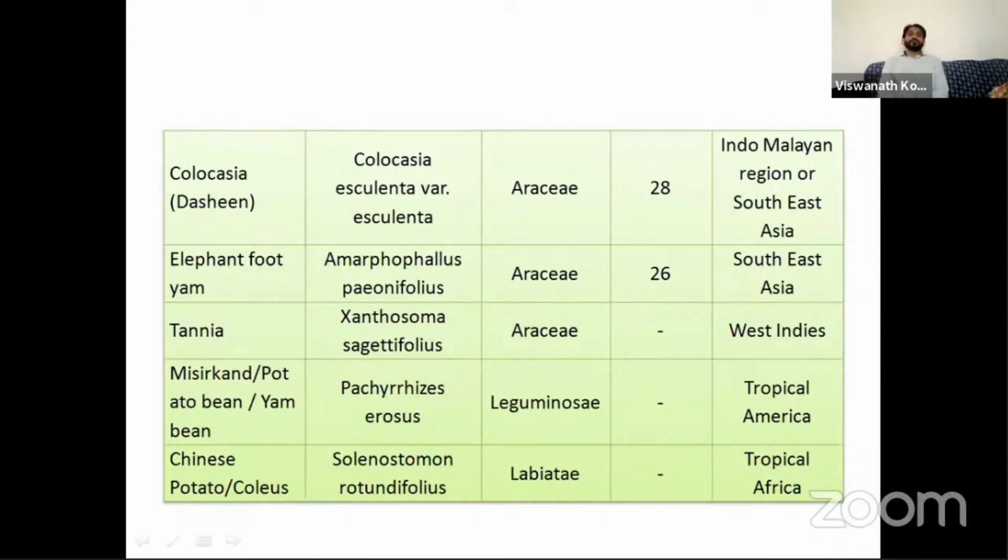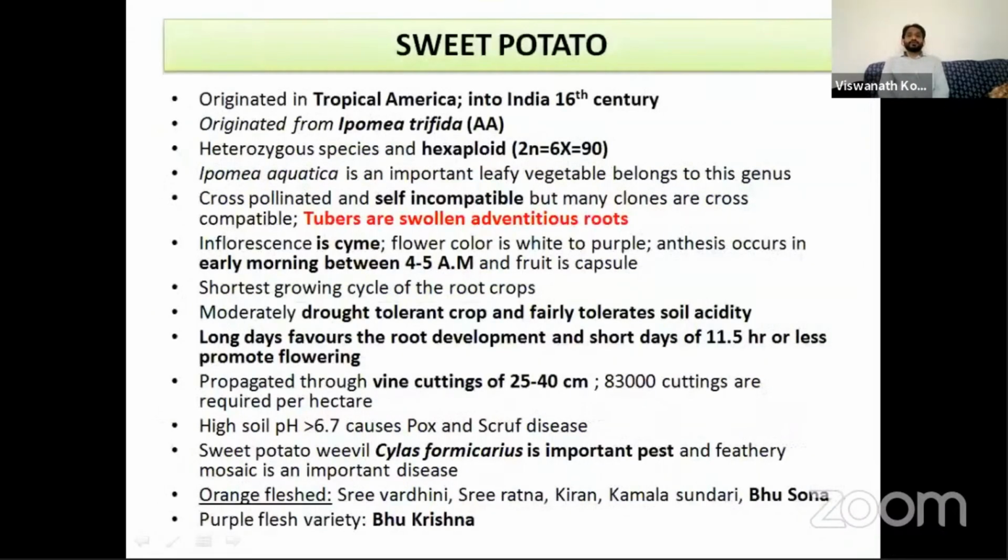So sweet potato is another important tropical tuber crop. It originated in tropical America and was introduced to India in the 16th century. Potato was introduced in the 17th century, sweet potato in the 16th century. Sweet potato originated from Ipomoea trifida. Again, there is a lot of confusion about its origin, whether it has come directly from Ipomoea trifida or from natural hybridization between Ipomoea trifida and some unknown species.